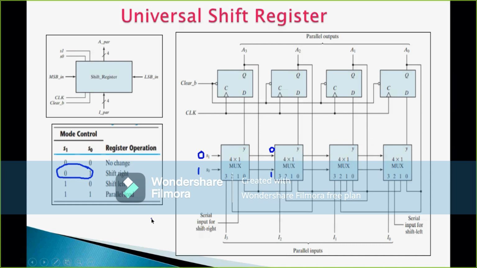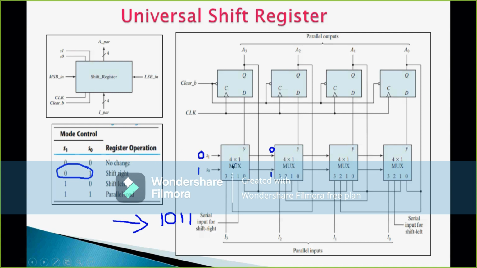Now, what does shift right mean? You need to shift data towards the right, so definitely you need data. You have to pass the data externally. Assume I want to pass the data 1011 to this shift register. But there are 4 pins here. Which pin is to be activated? That is decided by the mode control input.